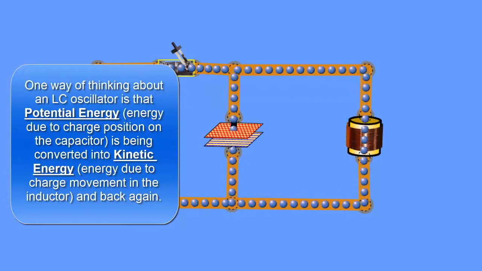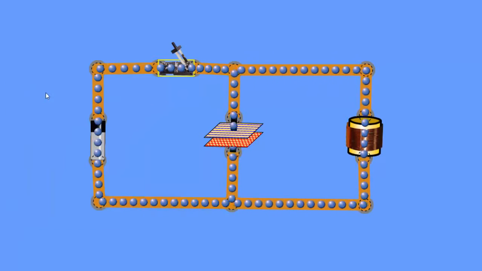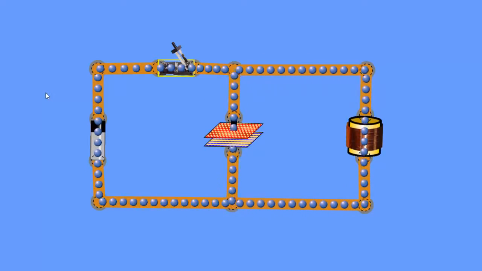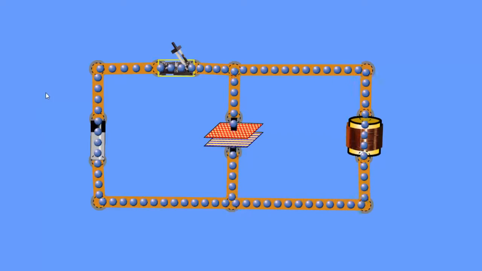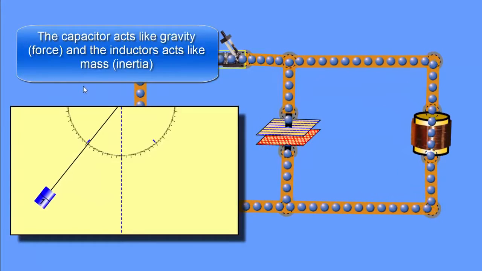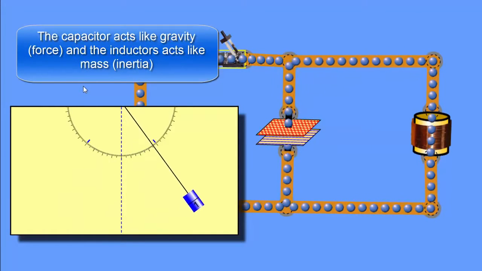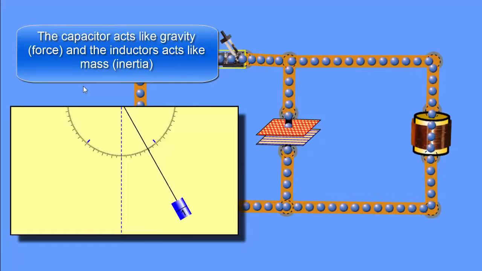So what does this remind you of while this current is flowing back and forth? If you remember from your science classes, it probably reminds you of a pendulum. So let's look at a pendulum alongside this and see if we can get these two things working side by side and show how very similar they are.